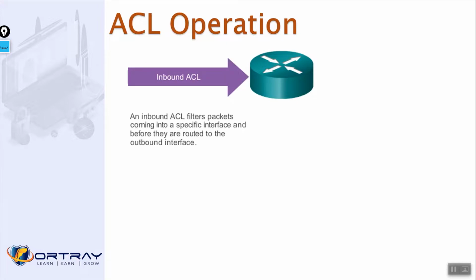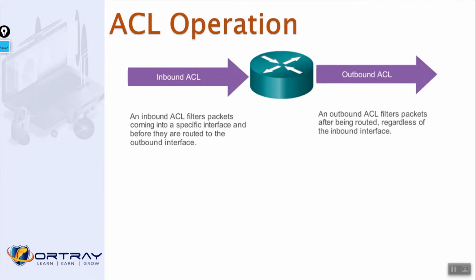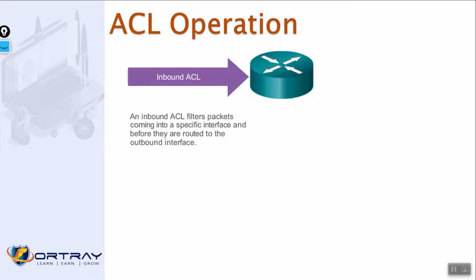So how does the ACL work? Inbound ACL or outbound ACL. An inbound ACL filters packets coming into a specific interface, before they are routed to the outbound network. So basically, before the traffic comes in, the access list can be applied inbound or outbound.